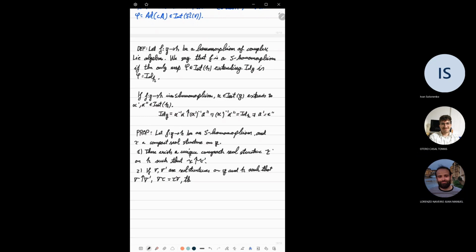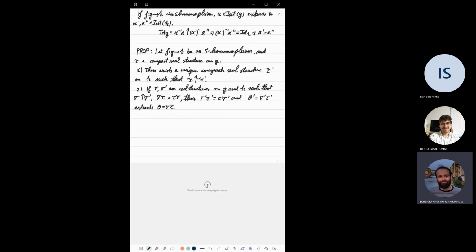So then sigma prime and tau prime commute, and as a direct consequence, these compositions, so let's call it theta prime, this extends theta, where theta is simply the composition of sigma and tau, which is an involution in this case.